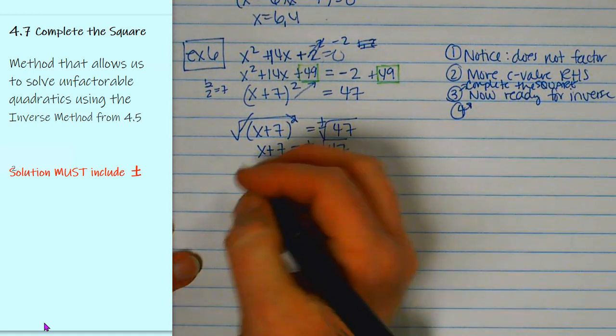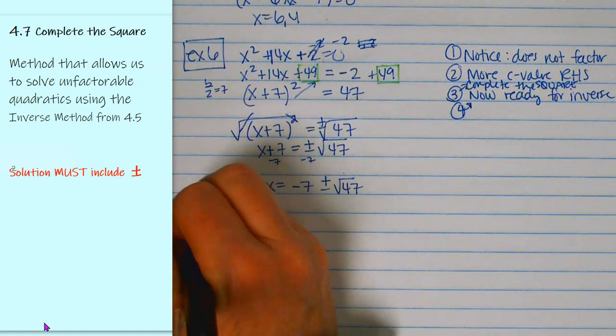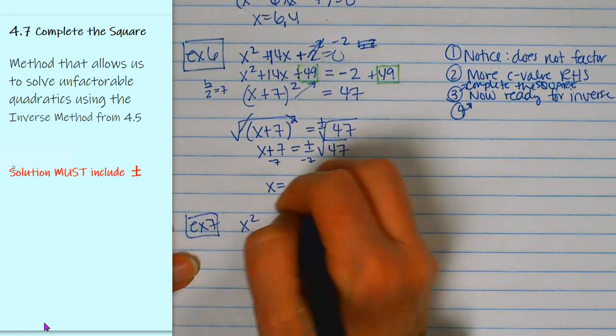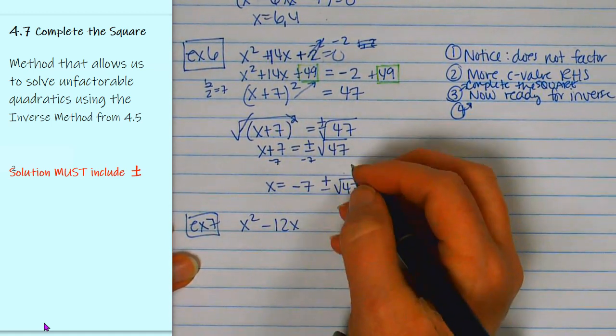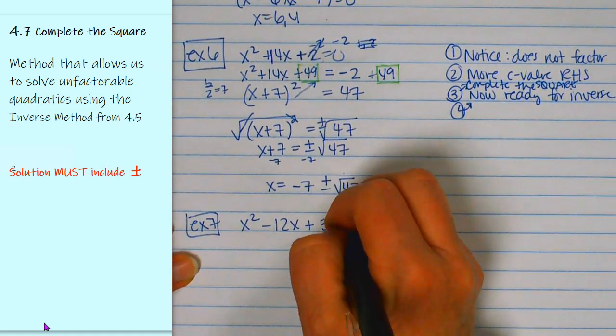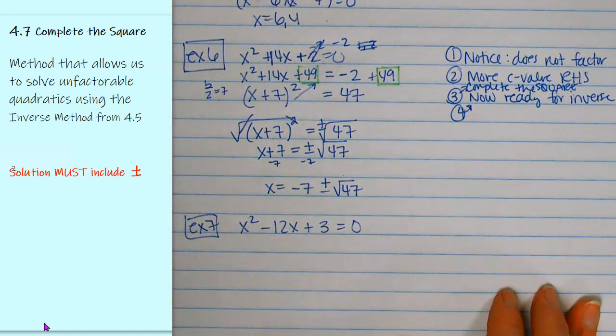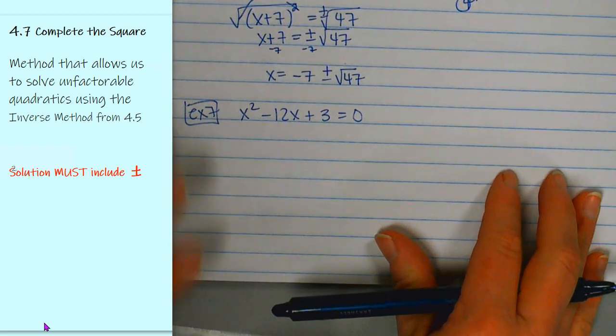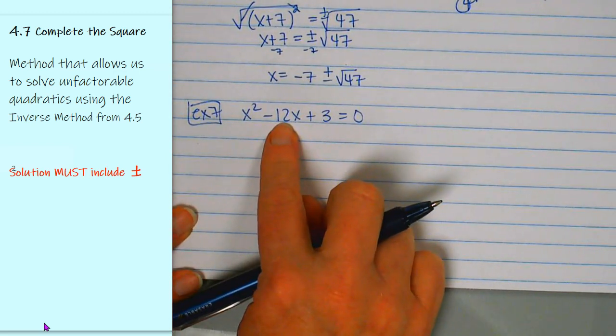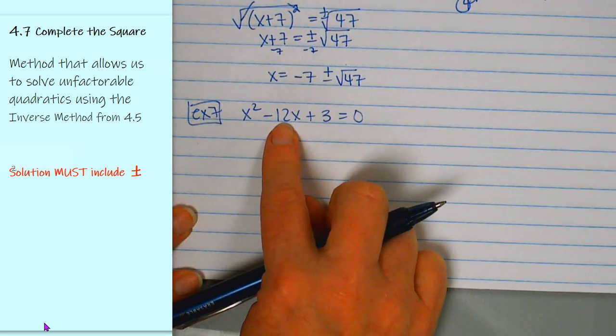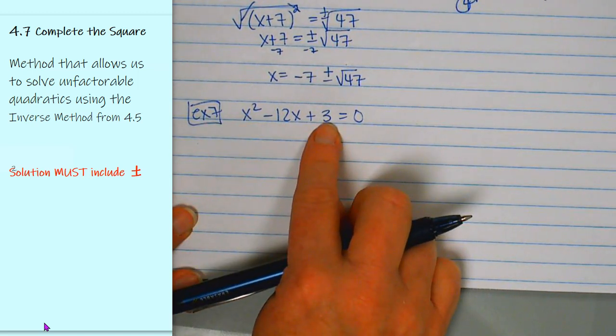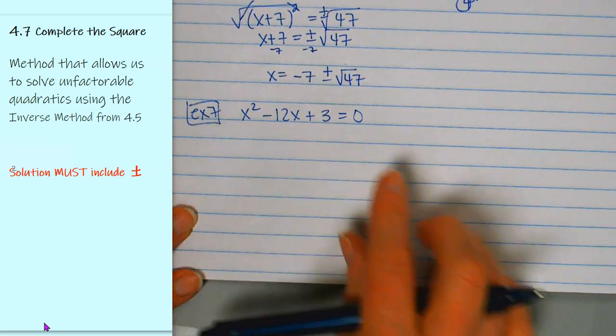Okay, let's do that again. Example 7: x squared minus 12x plus 3 equals 0. This does not factor. Factors of 3 do not add up to 12 or subtract to be 12. So 3 plus 1 is 4, 3 minus 1 is 2. Neither one helps me factor this.